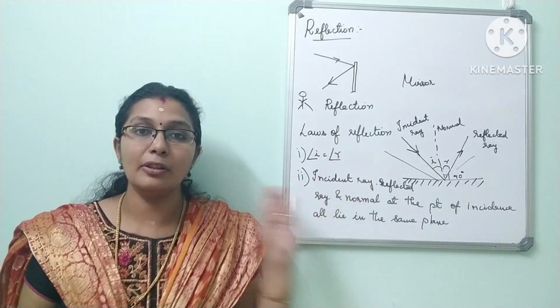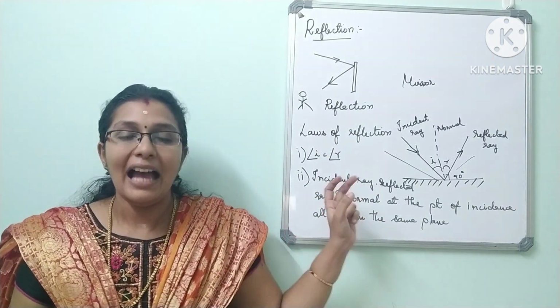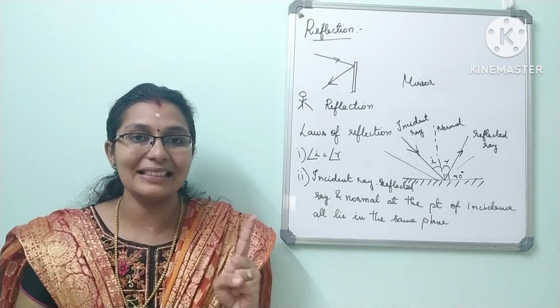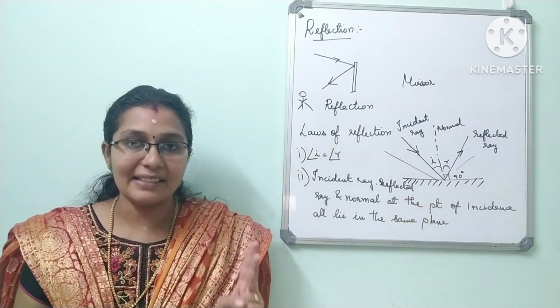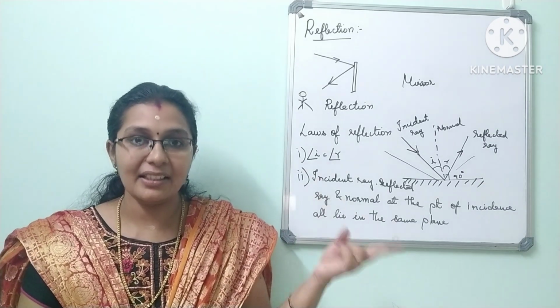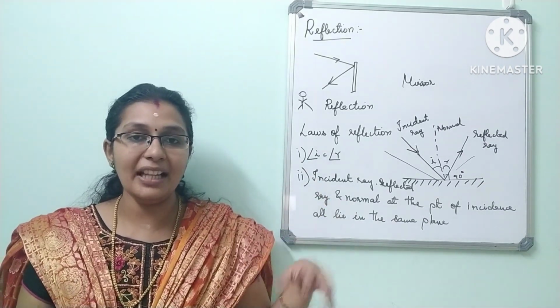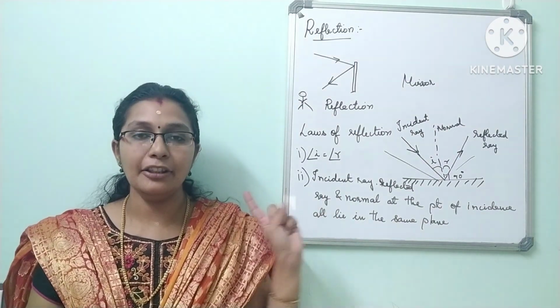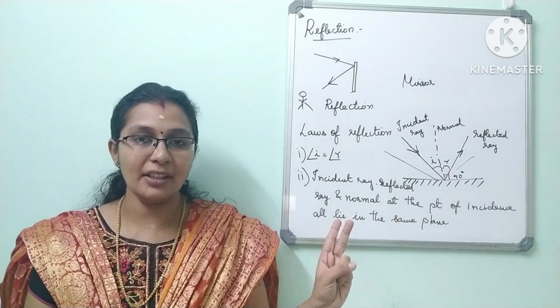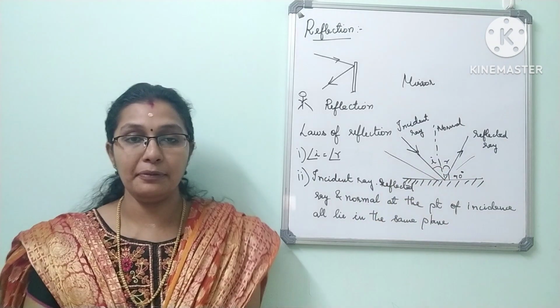So clear with this, you understood what is reflection and the laws of reflection. The first law states that the angle of incidence is equal to the angle of reflection. The second law states that the incident ray, the reflected ray and the normal at the point of incidence all lie in the same plane. Clear? And you know what is angle of incidence and what is angle of reflection.